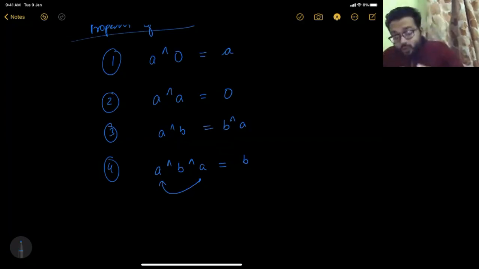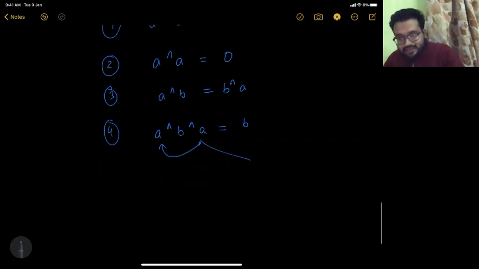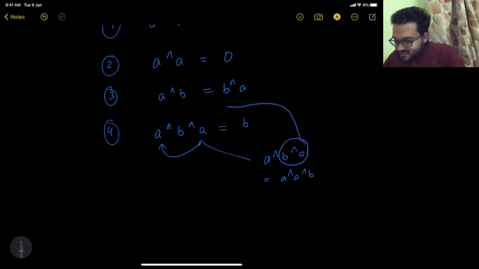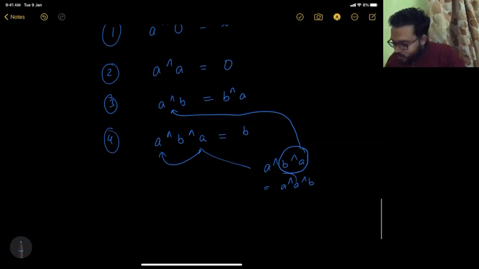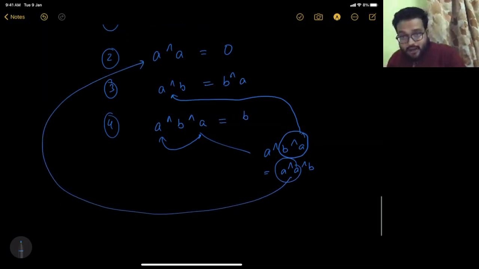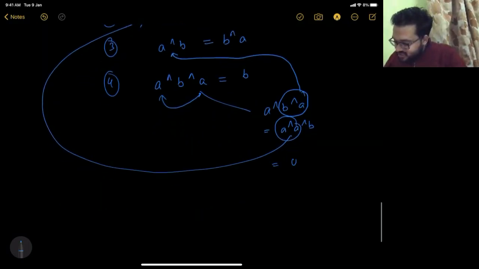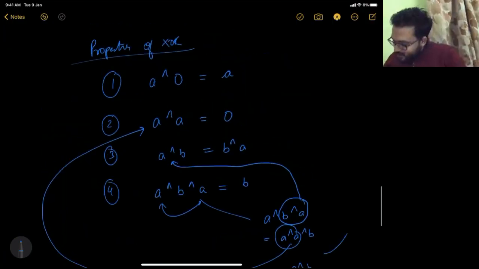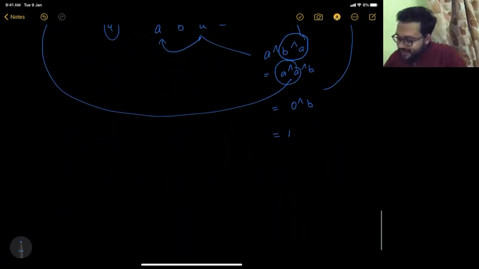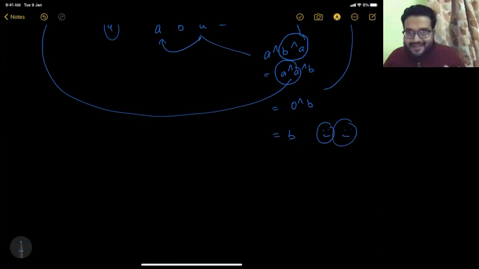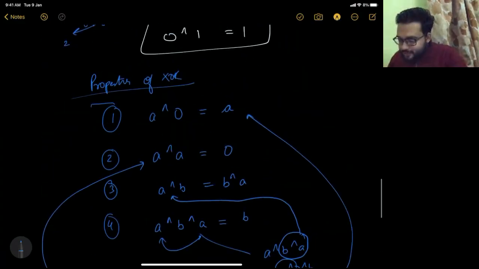Mathematically, you can prove this by using the third property. You can say A XOR B XOR A can be represented as A XOR A XOR B, because B XOR A could have been represented as A XOR B. And now you can use the property which tells you A XOR A is 0, and you will say 0 XOR B. Then you can use the property which tells you the answer is B. Guys, isn't this interesting? Intuitively, we knew the answer, right? It's B. But I've just used the first three properties to prove that A XOR B XOR A will always be B.